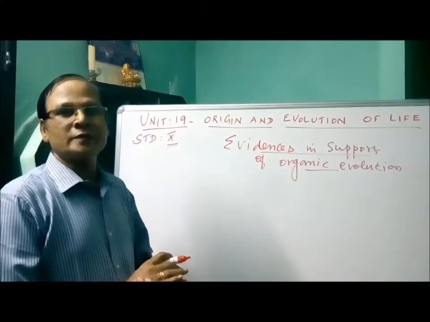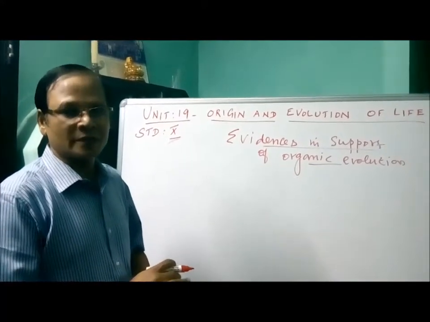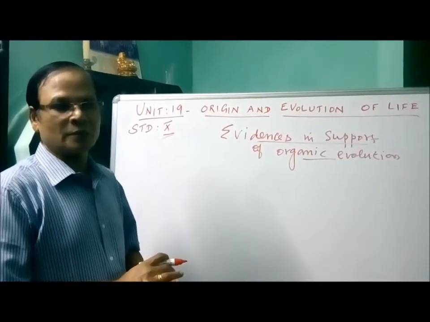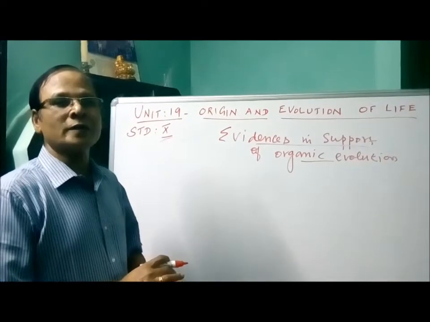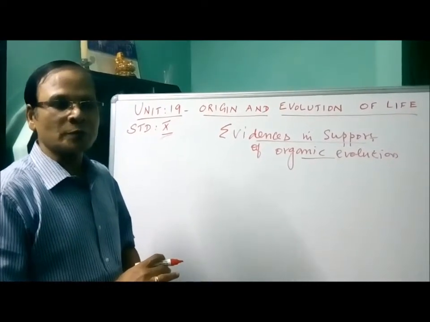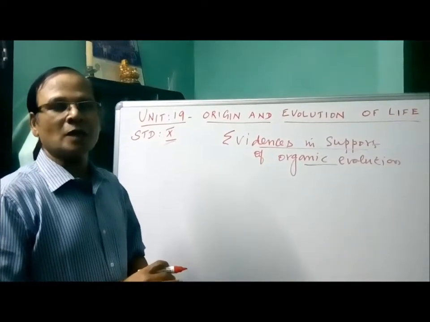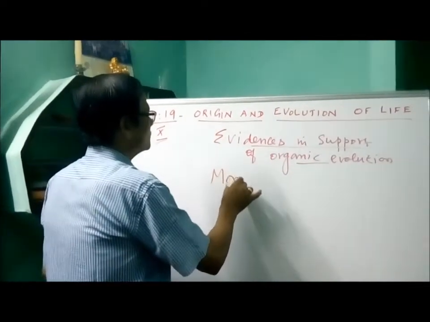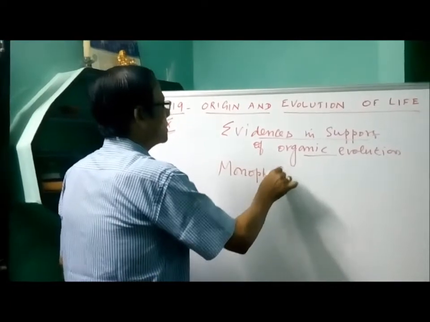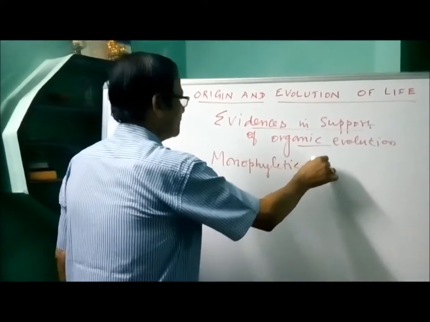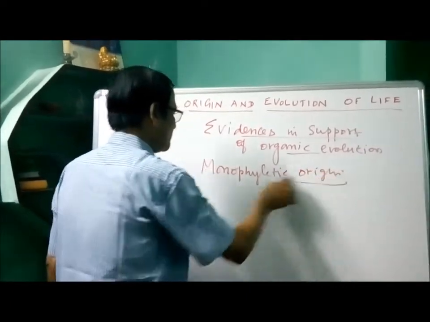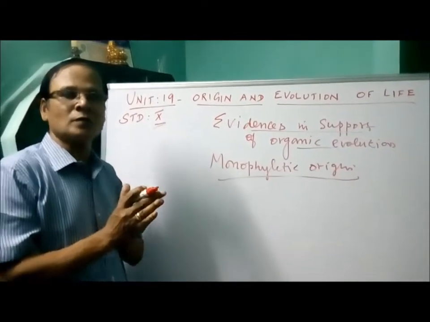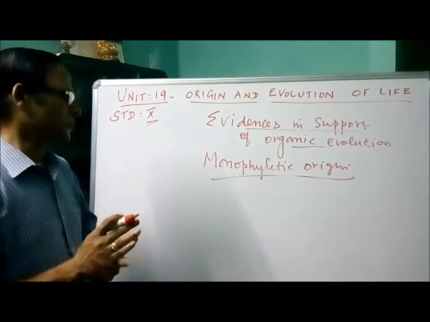Now, all these evidences support the fact that life originated from a common ancestor, or all living organisms have originated from a common ancestor. That concept is called monophyletic origin. That means a common ancestor for all the existing living organisms.